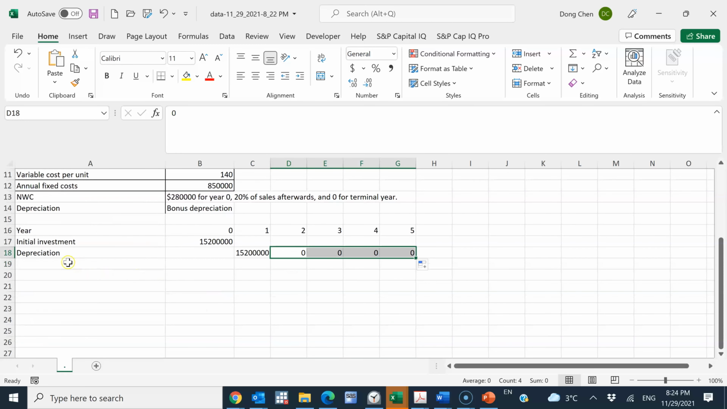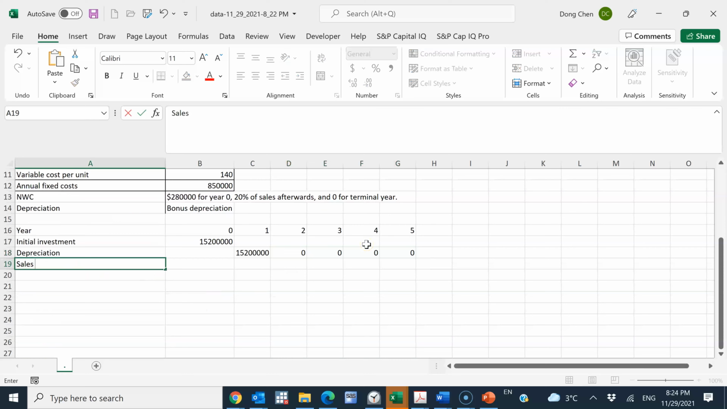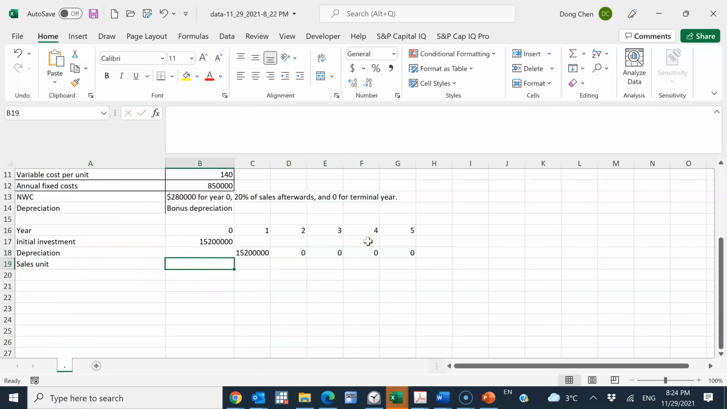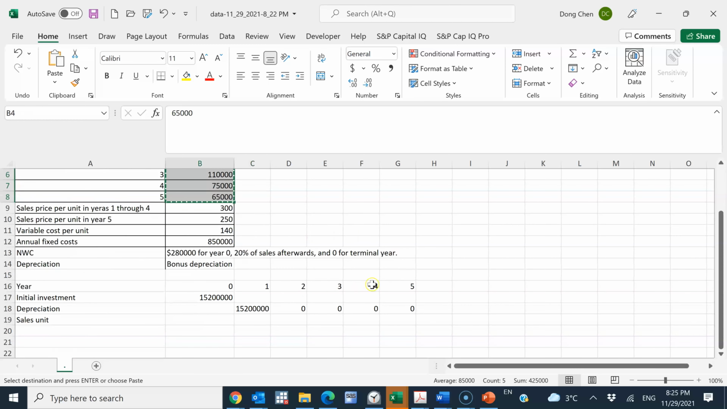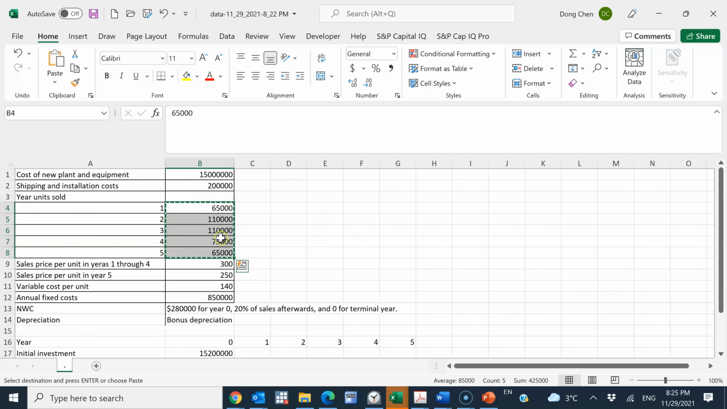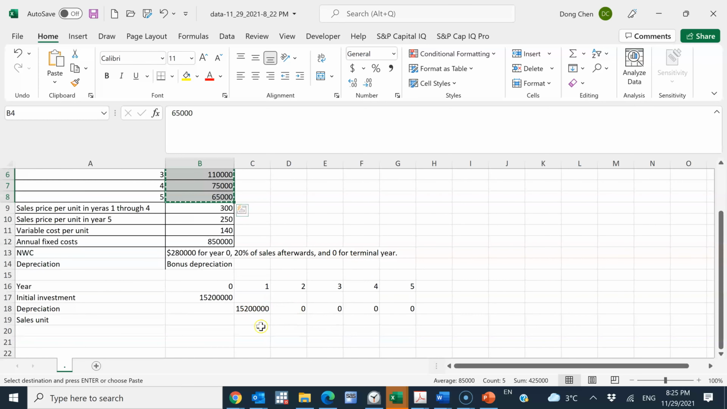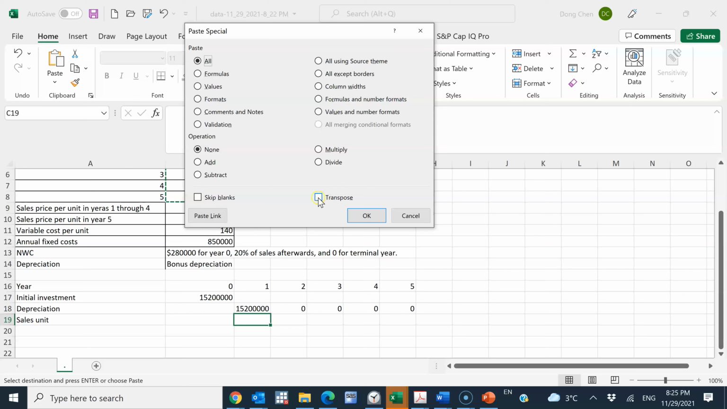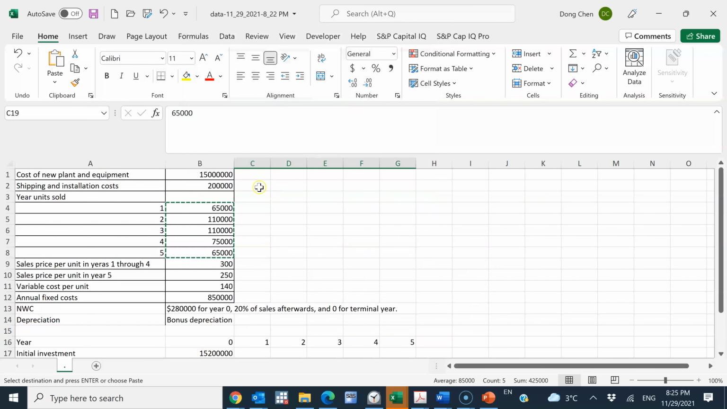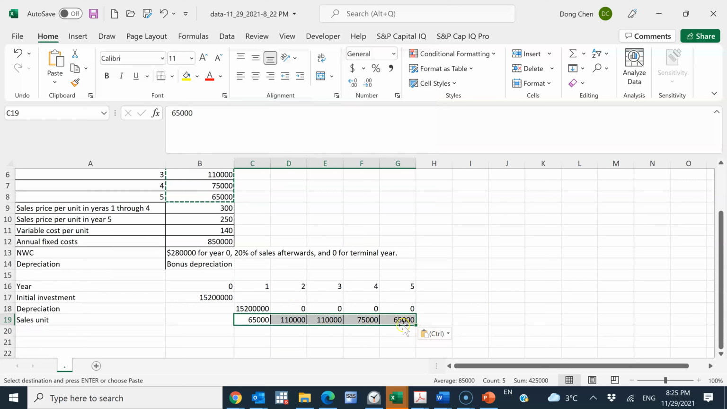And then we need to calculate sales. In order to calculate sales, we start from the sales units, right? Sales units are provided in this table, year and units sold. So I just copied that, and because this is in a column but the information here needs to be in a row, I need to be careful by choosing paste special and then transpose. And then you can see that this automatically transposes to the row format. So that's the sales units for each year.